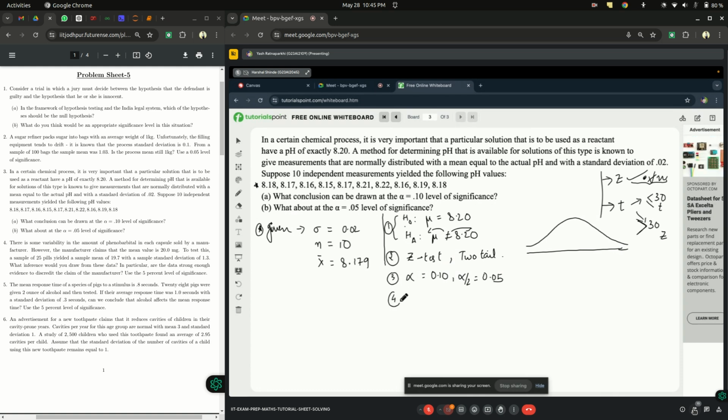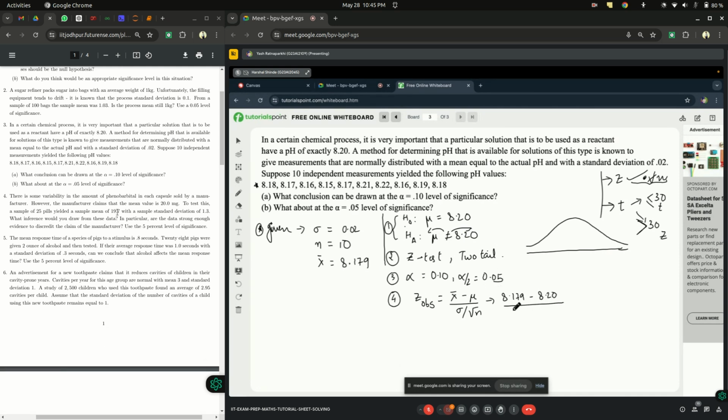Chalo. Now what I need to find? Point number 4. What do we observe? What do we find? Z observed. Correct? Chalo. All along with me. What is the formula of Z observed? X bar minus mu upon sigma upon root n. Perfect. Thanks. So what is my x bar? It is 8.179 minus what is my mu? 8.20 upon what is my sigma? It is 0.02. And what is my root n? Root n is the square root of 10.